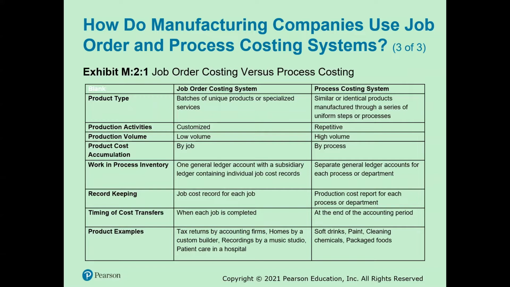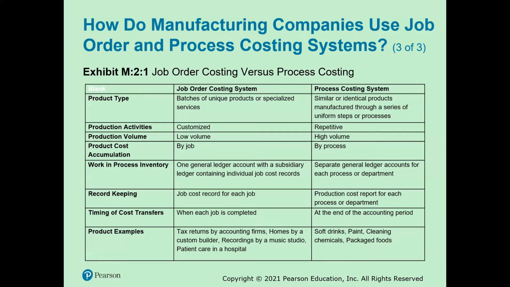Here in Exhibit 2-1 is an illustration of the major differences between job order costing and process costing. Now, some companies may use both job order and process costing. For example, an RV manufacturing company might use process costing for its standard units, but would use job order costing for custom-made orders.